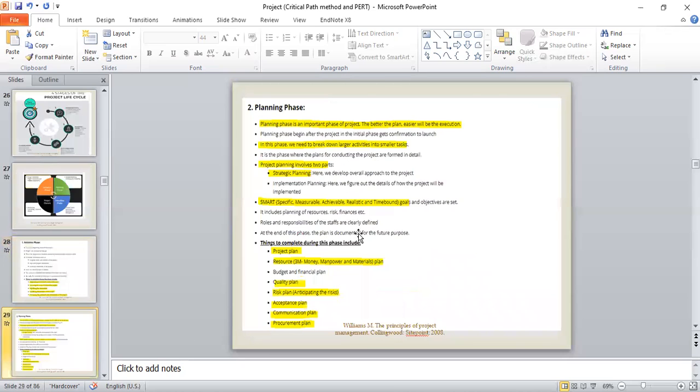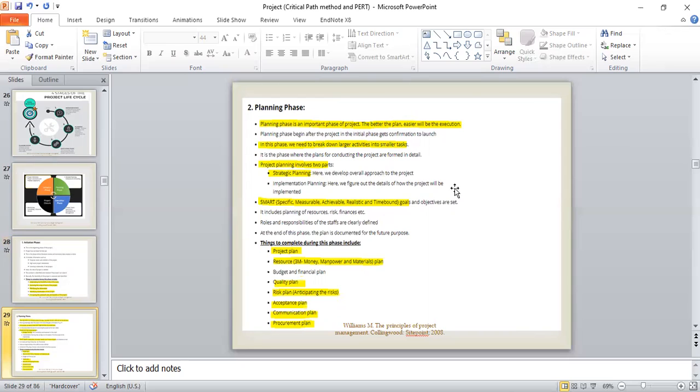In the planning phase, it is the most important phase. The better we plan, the easier will be execution. In this phase, we need to break larger tasks down into smaller tasks. It includes two parts: strategic planning, where we develop the overall approach to the project, and implementation planning.